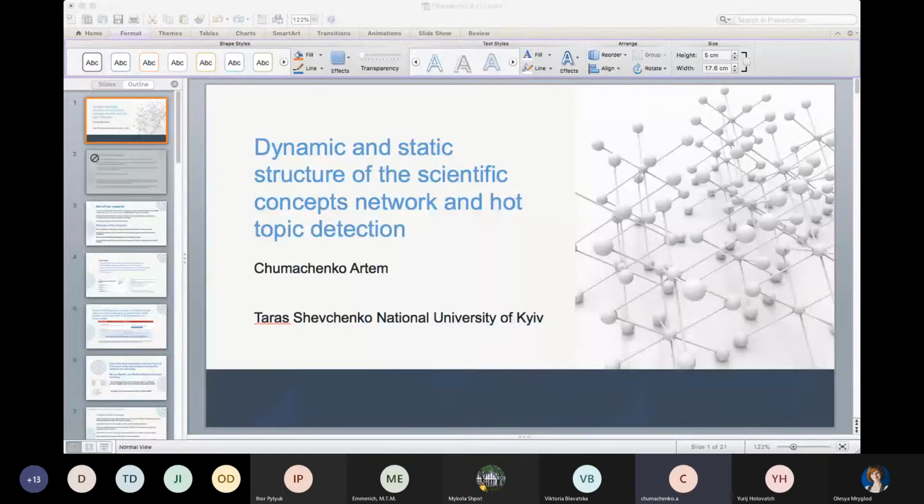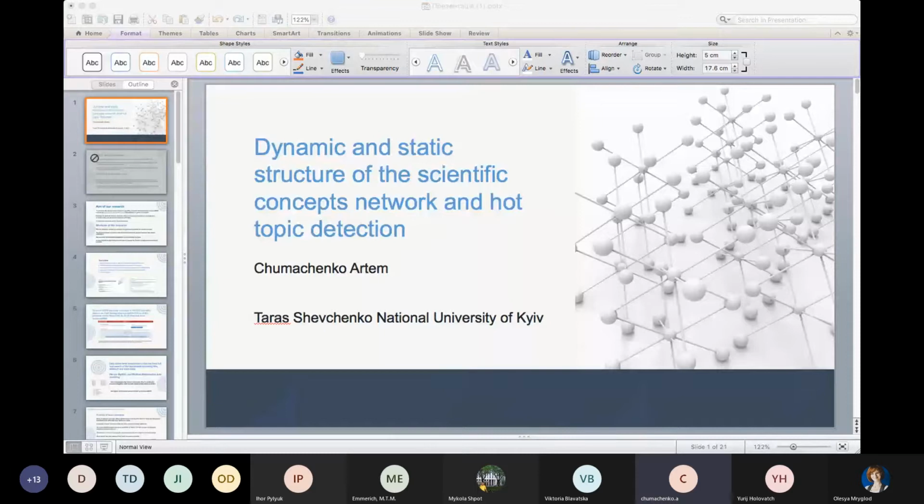Also we will say something about several methods of hot topic detection in this network, and a little bit about the future possibilities, future research that we are planning to accomplish. To your attention, there are two papers basically that we will now follow. They are recent papers, 2020, where you can find all this information explained in detail, and some references.